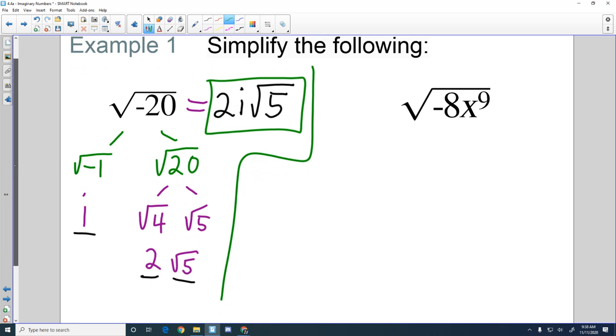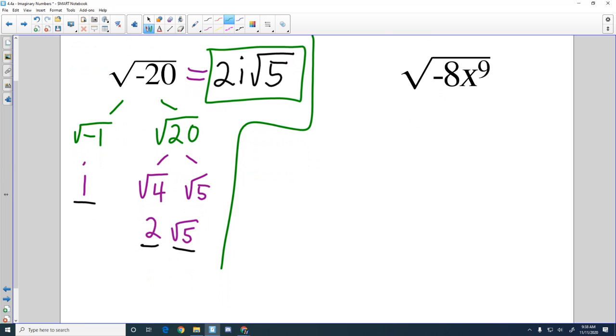Now for this next one, we've got the square root of negative 8x to the 9th. All right. Well, anytime I see that negative, I'm going to separate that and think, oh, that's really like a negative 1 out in front in a way. And so I've got 3 different pieces here. I've got the negative sign, I've got the 8, and I've got the x. Essentially, we're just going to take the square root of each of these separately, simplify each one of those, and then put it all together for our final answer.